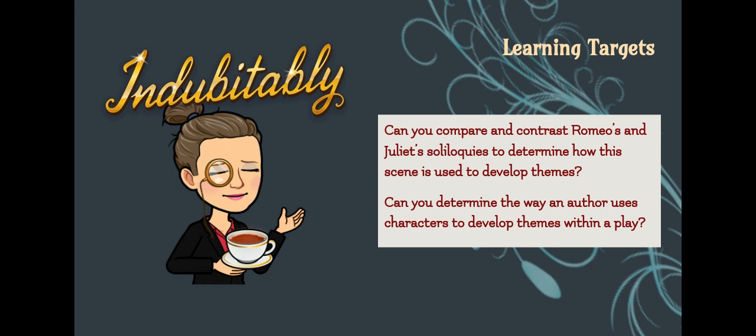Here are our learning targets for this lesson. Can you compare and contrast Romeo's and Juliet's soliloquies to determine how this scene is used to develop themes? And can you determine the way an author uses characters to develop themes within a play?